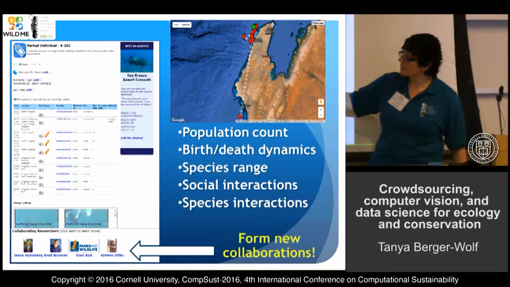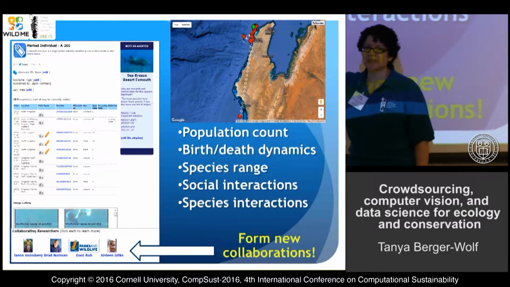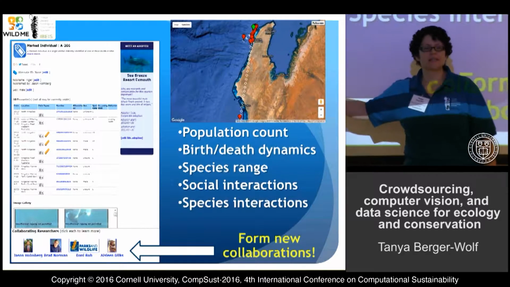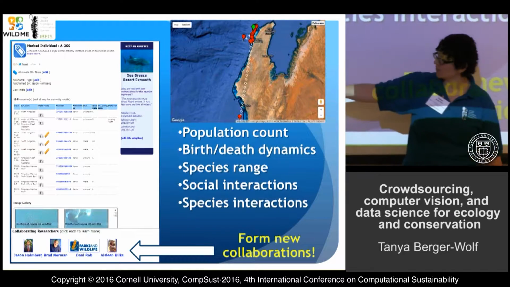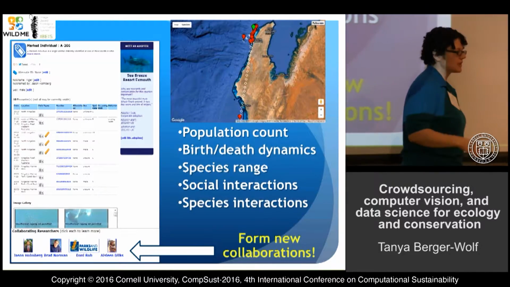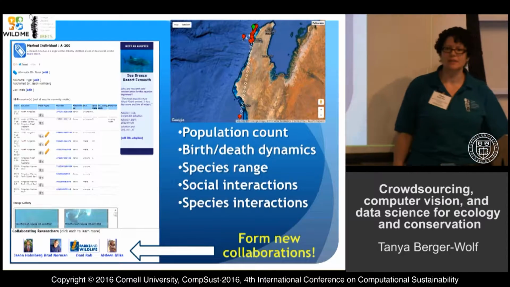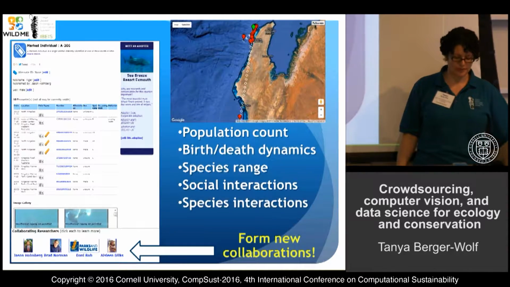But you can also notice that we give information on who has contributed, and who is studying these species, right? And by contributing, people now form collaborations that may not have formed otherwise.